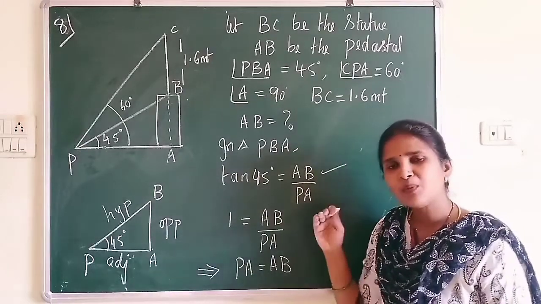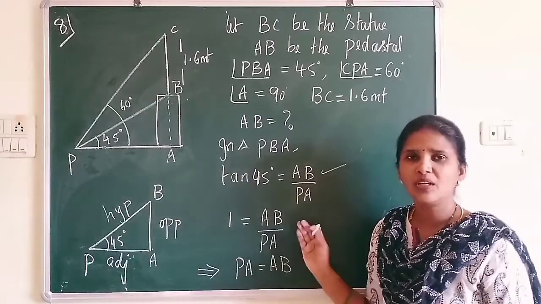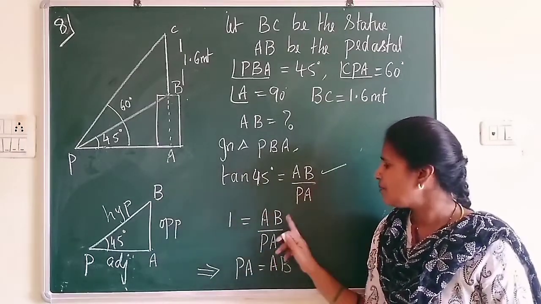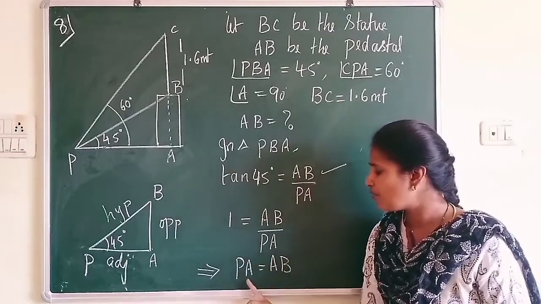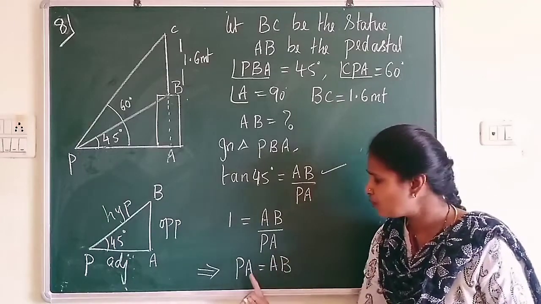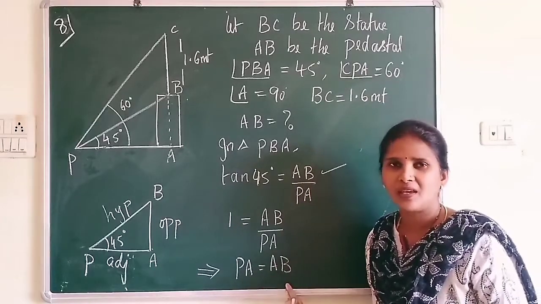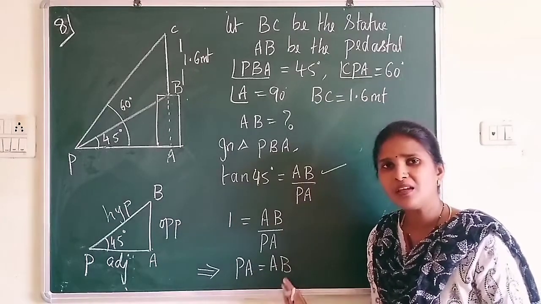So that type of sides you have to consider, and only then you get the answer. Now, tan 45 is what? 1, AB by PA. Cross multiply, you get PA equals AB. Then I proved that PA and AB both are equal. Then it is very easy to find AB because I got both are equal.